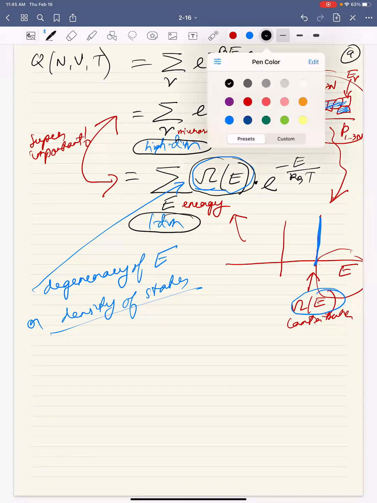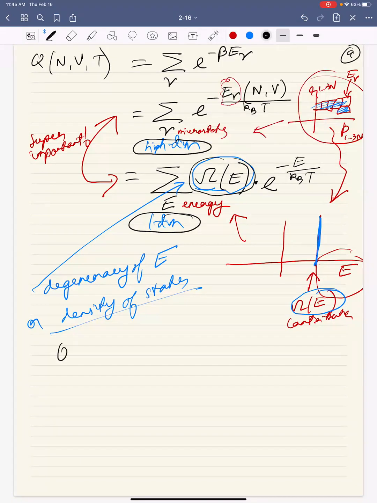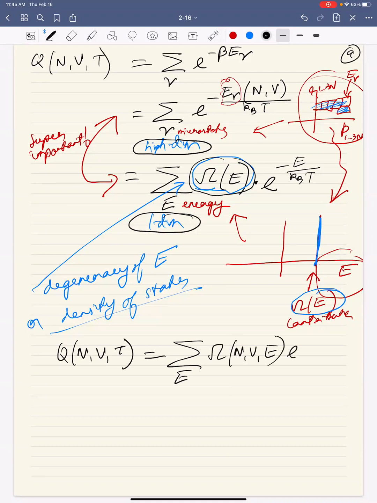So let me write down what we have so far once again. I have just shown that Q of NVT is the summation over E of omega of NVE multiplied by e to the power minus E by KBT. This omega NVE in this case is really the degeneracy of E. So if you were at the ground state, omega would be 1. There is only one microstate that leads to that ground state, for well-behaved quantum mechanical systems.